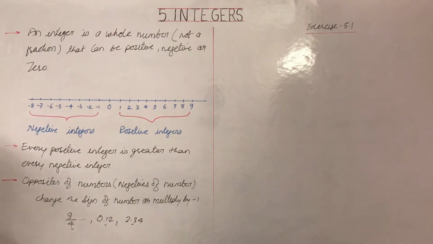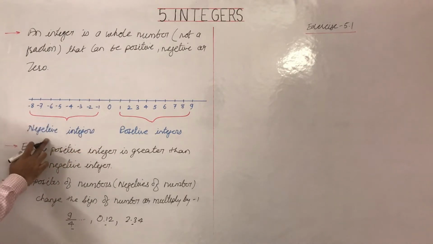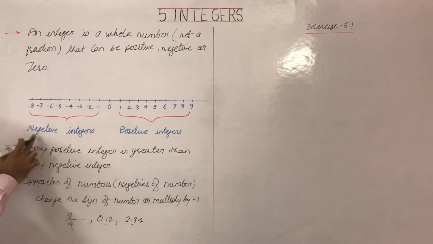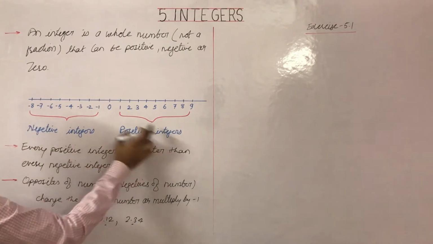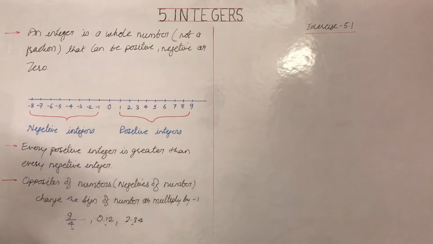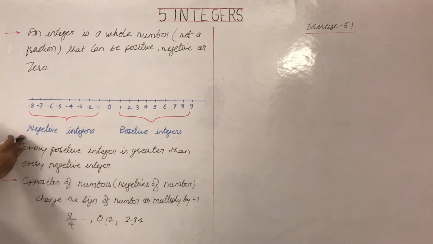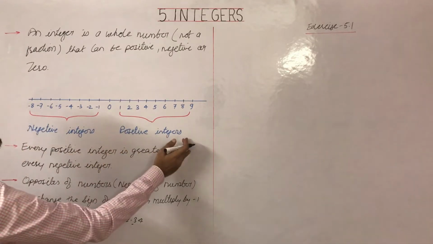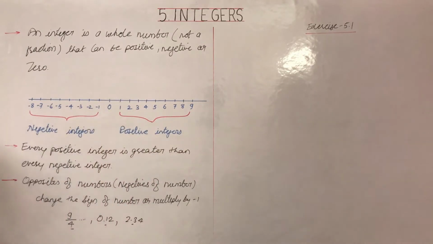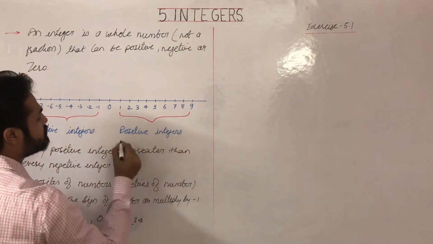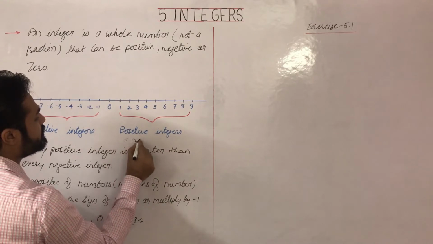Now in integers we have negative integers. All negative numbers are negative integers. Positive integers, after 0 all numbers are positive integers, and 0. So these are negative integers, these are positive integers, and 0. 0 is neither negative nor positive. 0 is 0. Positive numbers are also known as natural numbers.